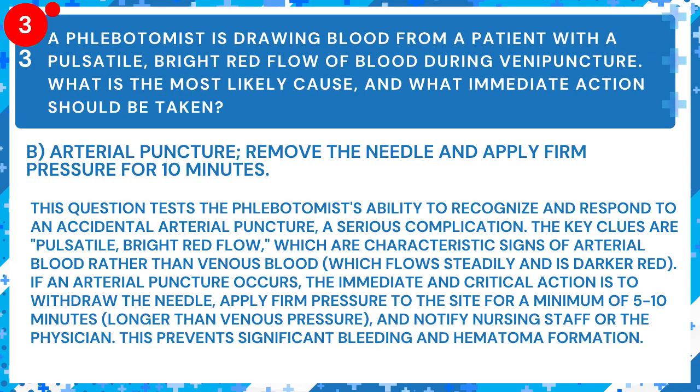Answer: B. Arterial puncture, remove the needle and apply firm pressure for 10 minutes. Explanation: This question tests the phlebotomist's ability to recognize and respond to an accidental arterial puncture, a serious complication. The key clues are pulsatile, bright red flow, which are characteristic signs of arterial blood rather than venous blood, which flows steadily and is darker red.